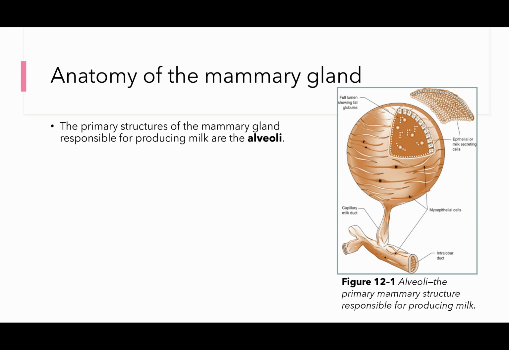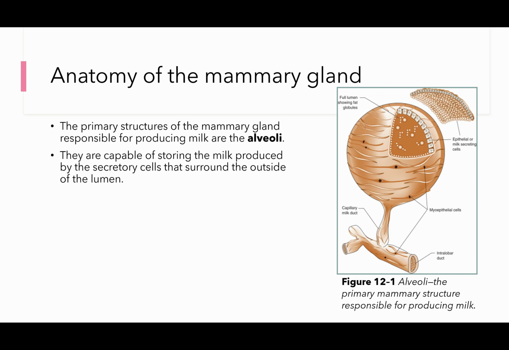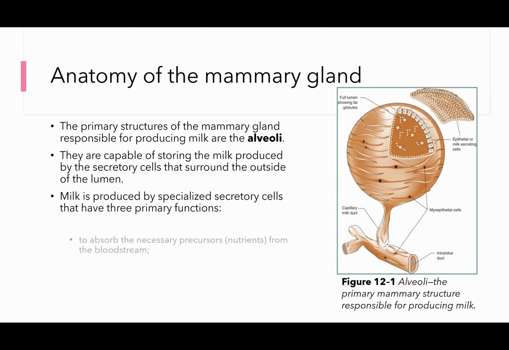Now again, the primary structure of the mammary gland is the alveoli, and it actually does produce milk. Alveoli are also able to store milk. The milk is produced by these specialized secretory cells that have three major functions.